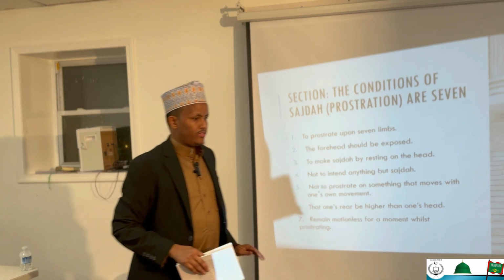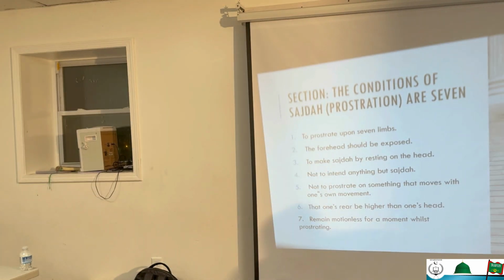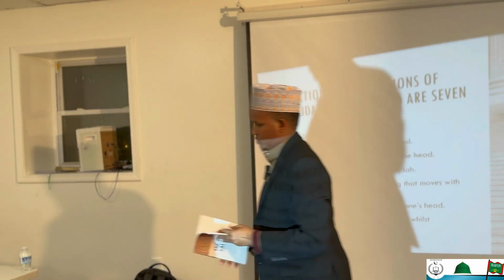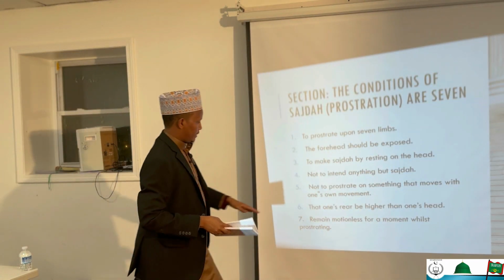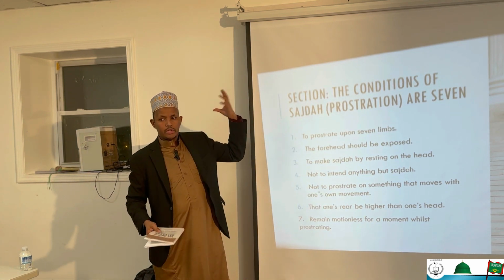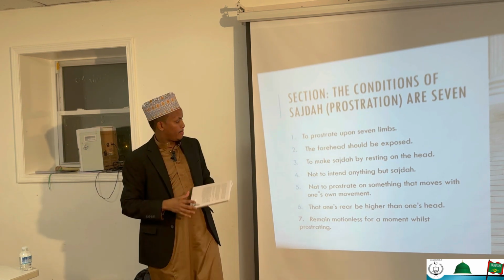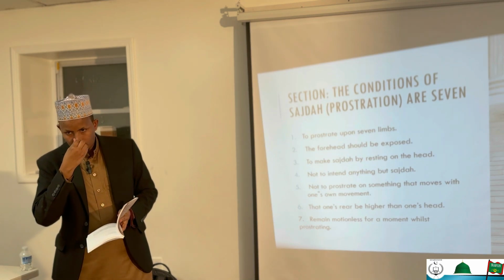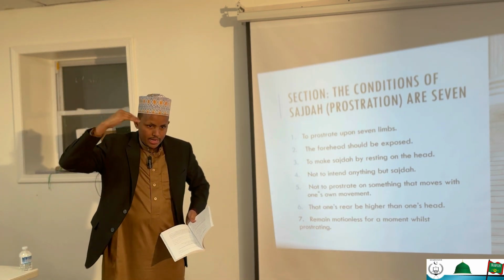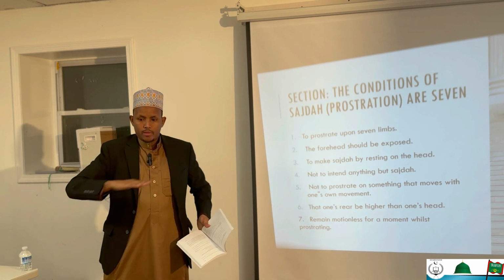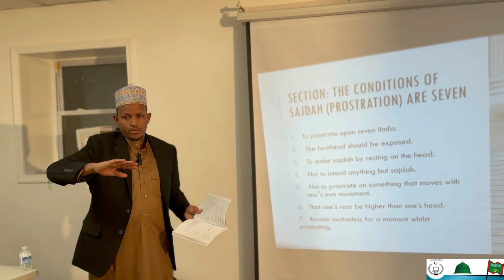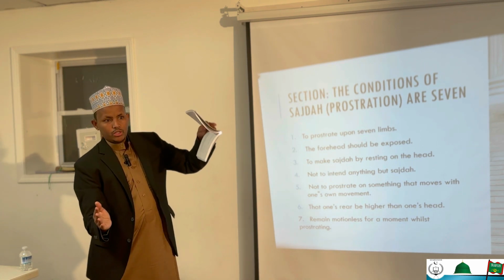If you're going to do your sujood and you just want to do it like this, it won't be sujood. You have to make sure that your head is at the bottom, and your rear or your bottom part is up. You have to make sure that your rear is higher than your front part. So you put your head on the floor, and your bottom part is up. If your head, your back, and your bottom are all leveled, that's not sujood. You have to have your head down and your rear up.